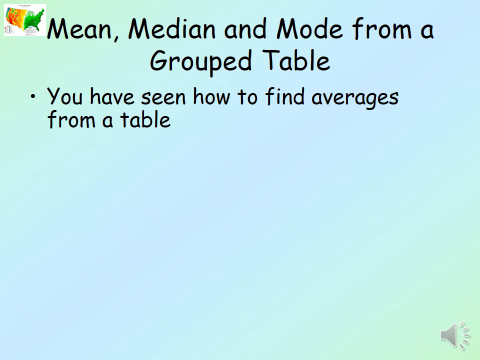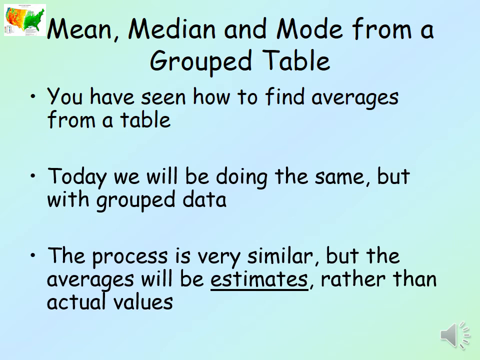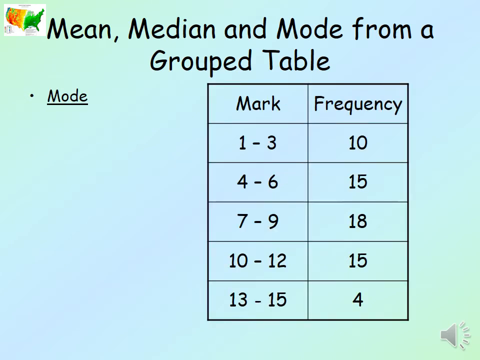So we've seen how averages can be calculated from tables, and today we will be doing the same but with group data. As I said, if it's group data, we can't be accurate, therefore this average is what we call an estimate rather than an actual value. So previously we've had actual values, but in this instance it can only be an estimate. So here we have group data, and we are asked to do the mean, median, mode from this.